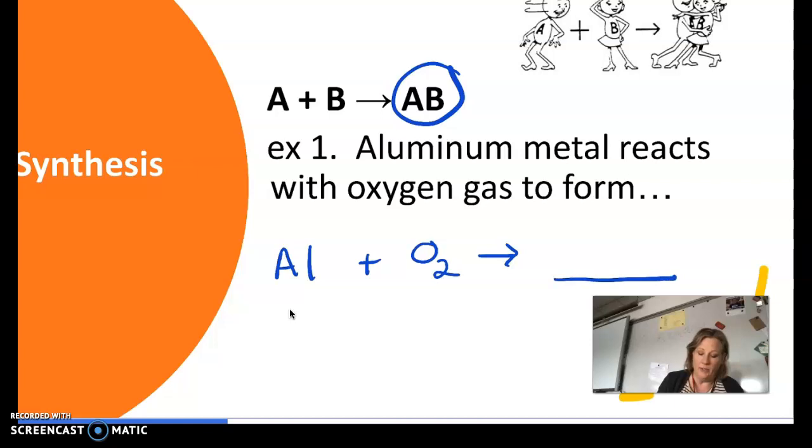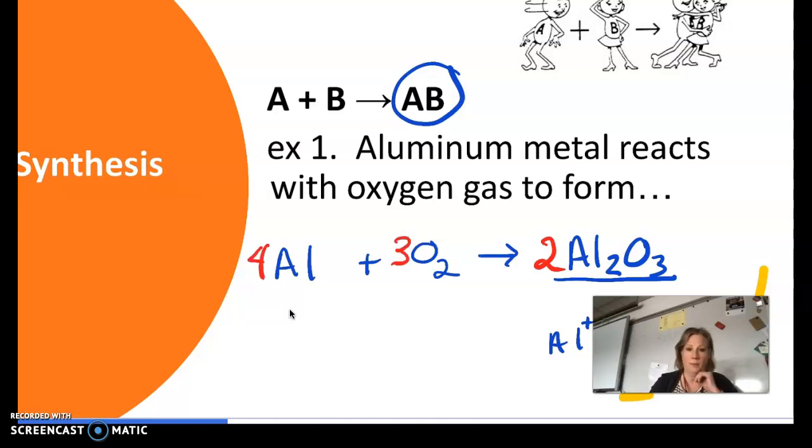And when I get to this point, I do need to think about their charges and make sure that I balance charge and that they're neutral. So it would be Al2O3. And then after that I can definitely balance it by trying to get 6 oxygens, and then I would need to have 4 aluminums.